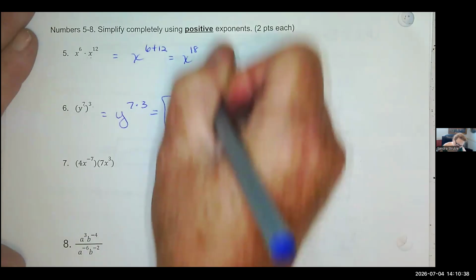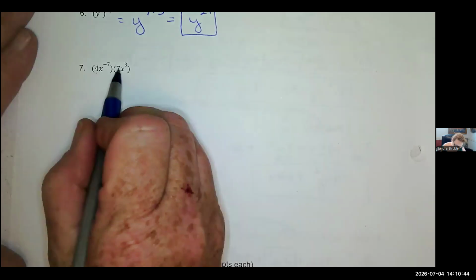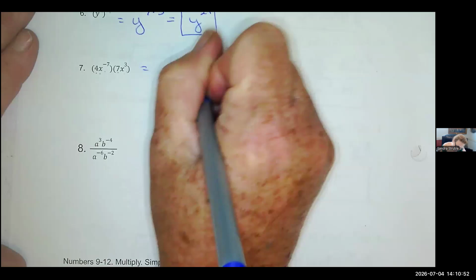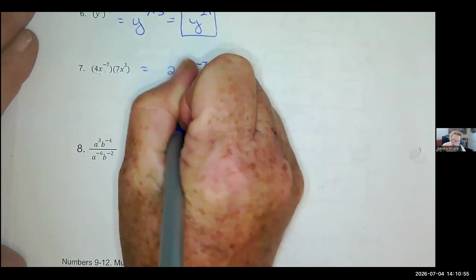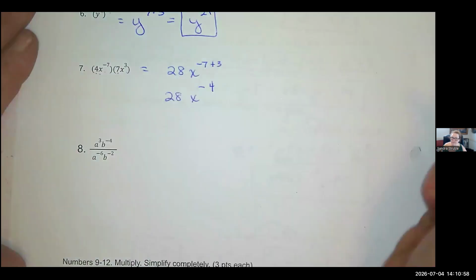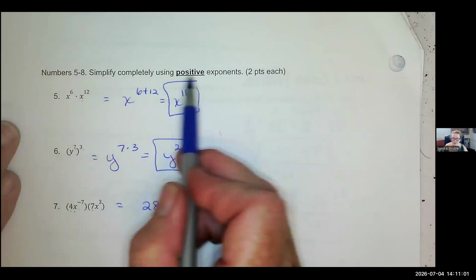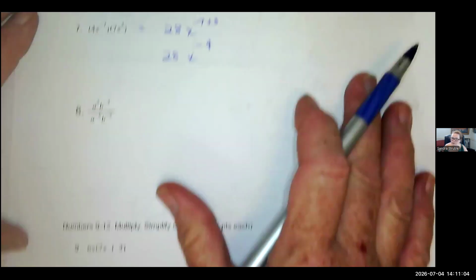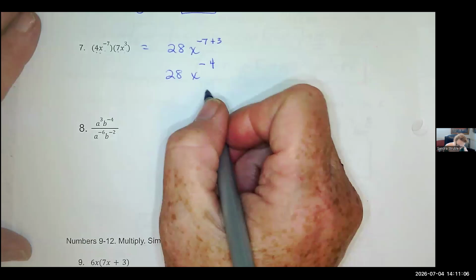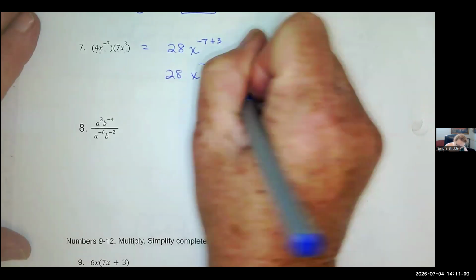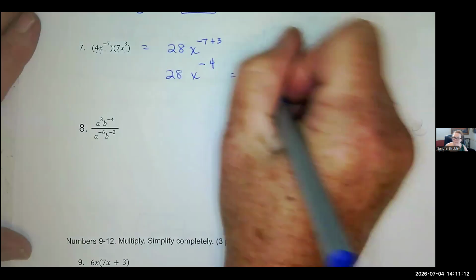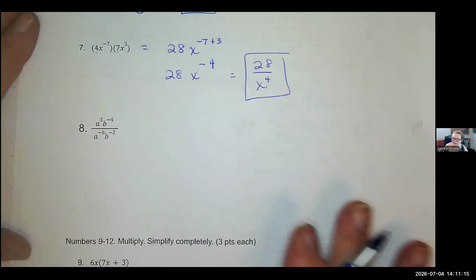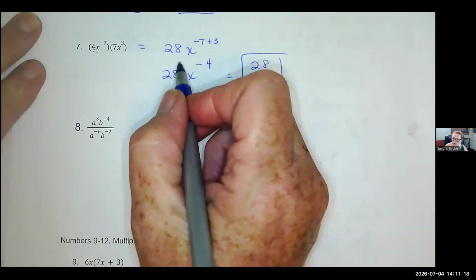All right, and then this one, we've got to multiply 4 times 7, which is 28. And then multiplying the same bases means we add our exponents. So -7 plus 3, this is going to give us 28x to the -4. But the direction said using positive exponents. There's that information we need. So leaving it like this will not get you full credit. You have to go and make that exponent positive. Right. The 28 would stay up top. It does not have a negative exponent. The exponent for the negative is only with the x.